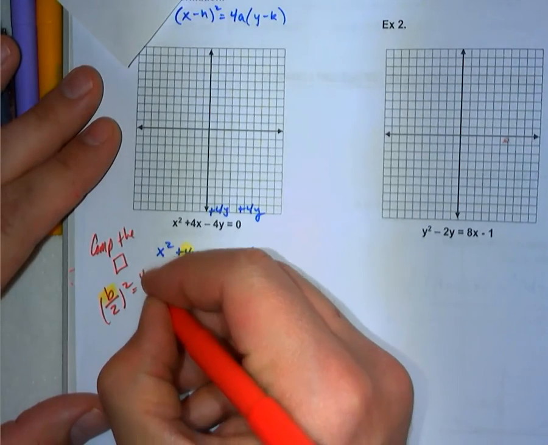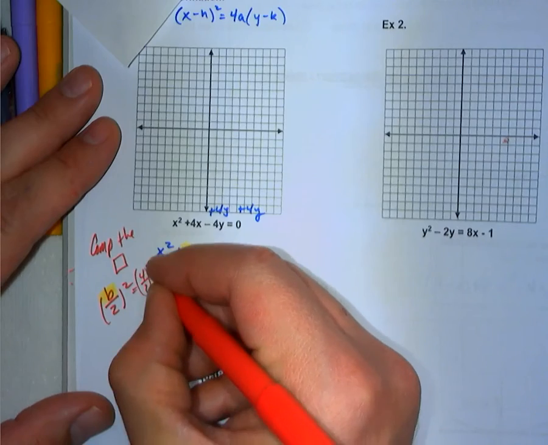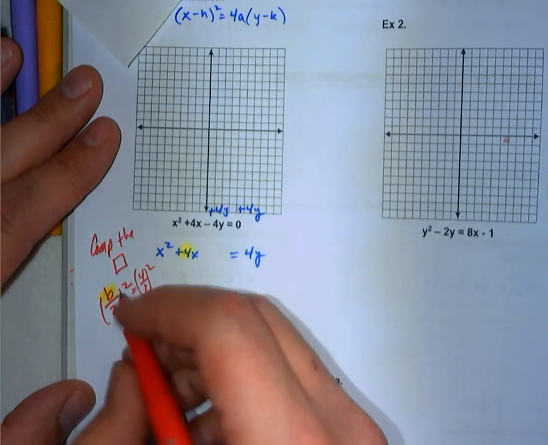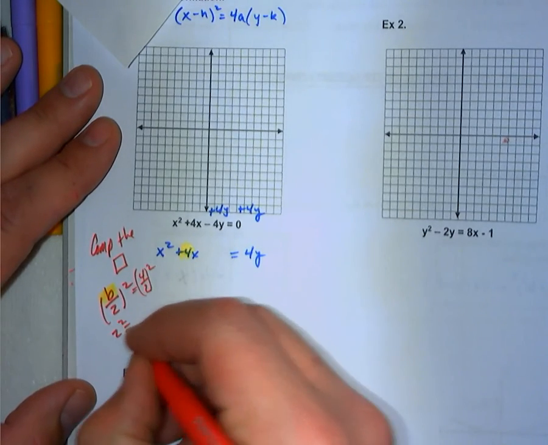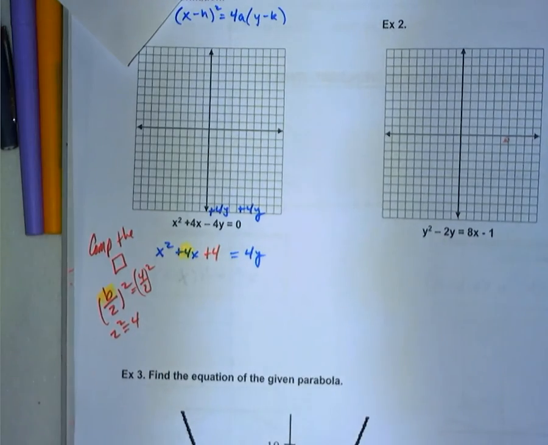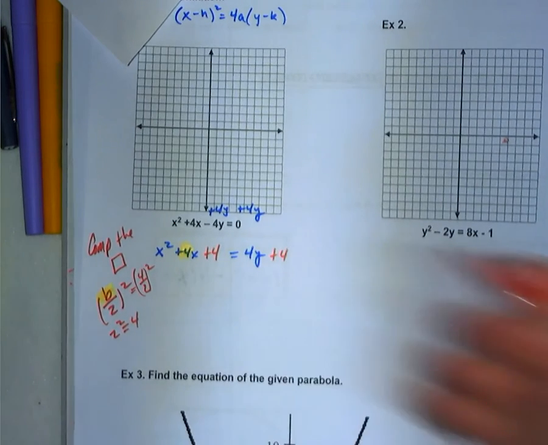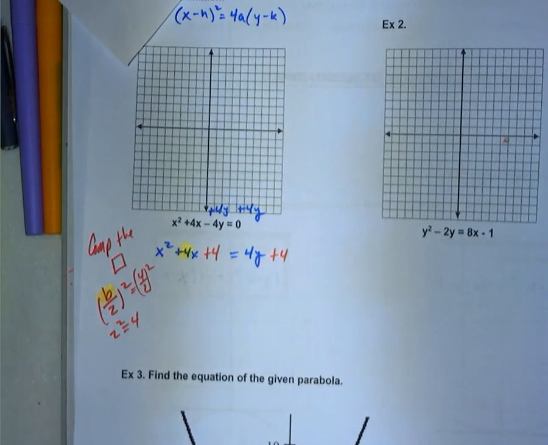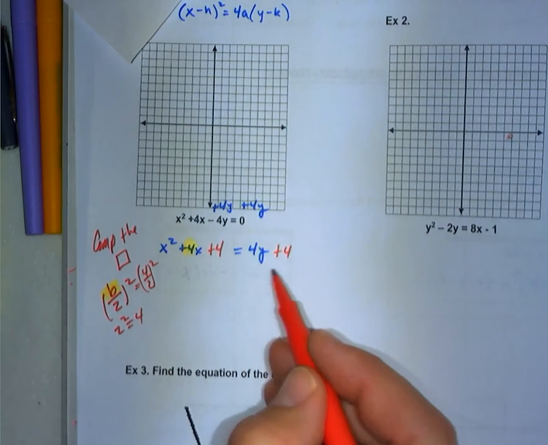This is b. So I'm going to take 4. I'm going to divide by 2, and then square it. What's 4 divided by 2? 2 squared is 4. So I'm going to add 4 pounds over here. Whoa. You got to do it to both sides or it's out of whack. Again, add 4 pounds over here. It's a scale. You got to add it to the other side. Make it equal. Okay? So we've got x squared plus 4x plus 4 equals 4y plus 4.